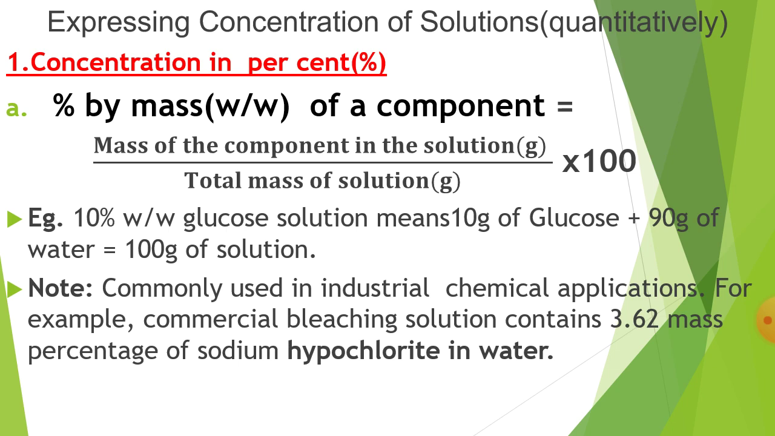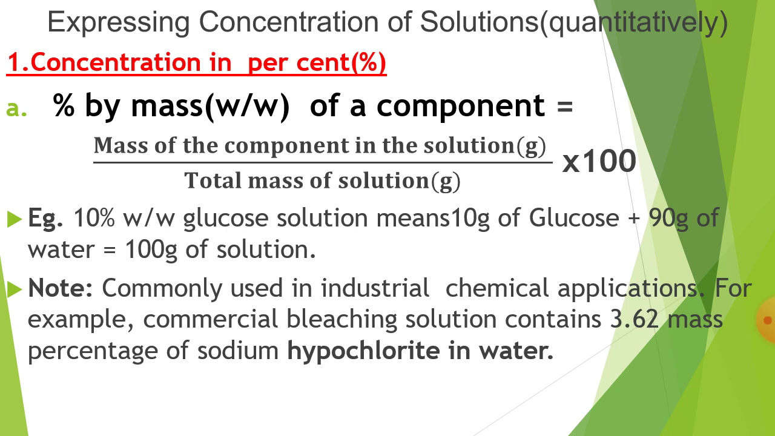It is basically of three types: weight by weight, weight by volume, or volume by volume. So first we focus on percentage by mass, weight by weight of a component. If nothing is given, you should always use this percentage. Percentage mass, weight by weight of a component, equals mass of component in the solution in gram divided by total mass of solution in gram, multiplied by 100.